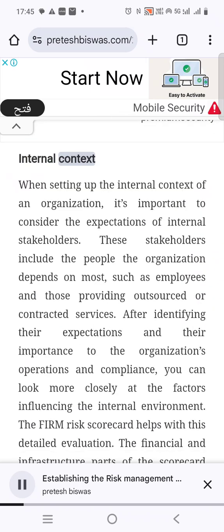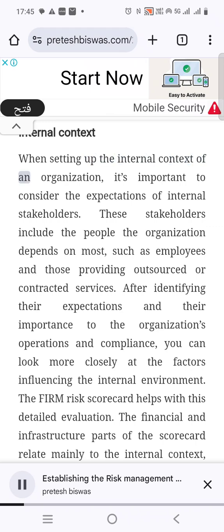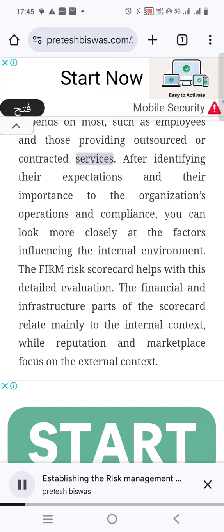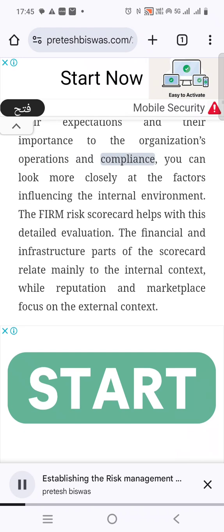Internal context. When setting up the internal context of an organization, it's important to consider the expectations of internal stakeholders. These stakeholders include the people the organization depends on most, such as employees and those providing outsourced or contracted services. After identifying their expectations and their importance to the organization's operations and compliance, you can look more closely at the factors influencing the internal environment.